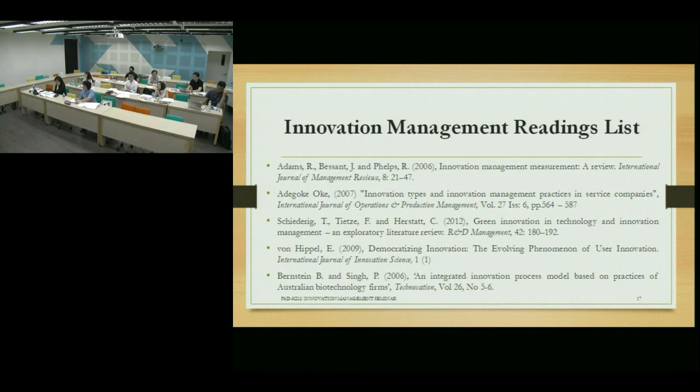You can also use those keywords to search for articles and to read more about that. So that can be a framework, in fact, that can help you to develop your research further.